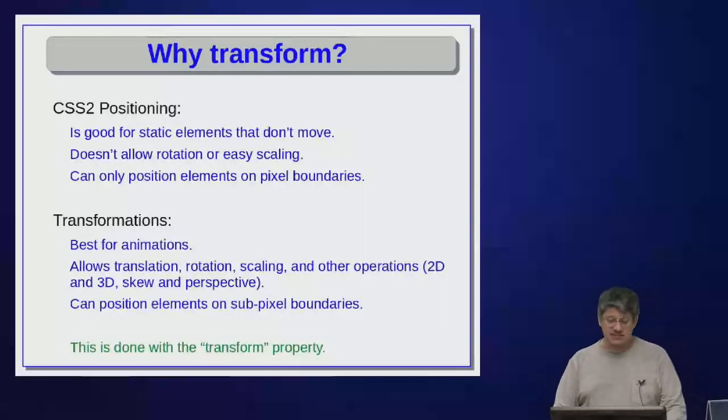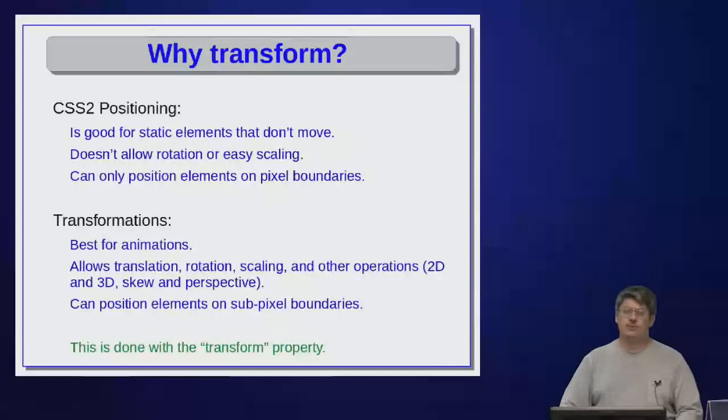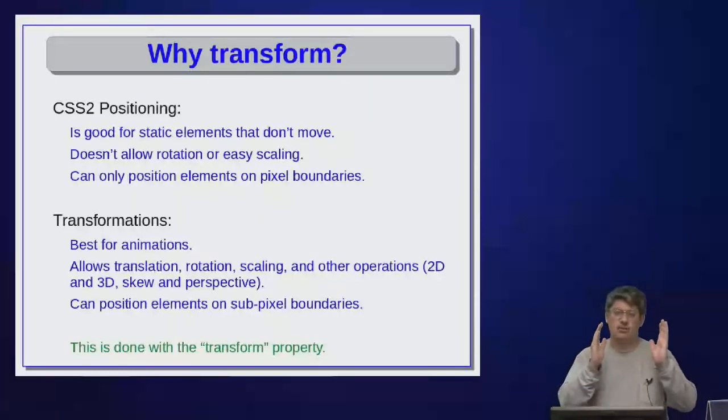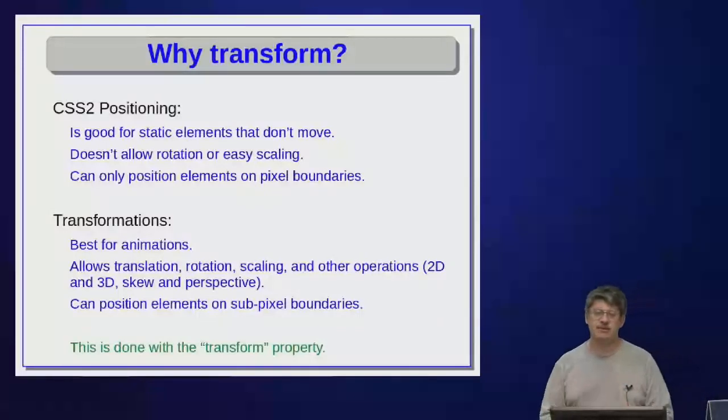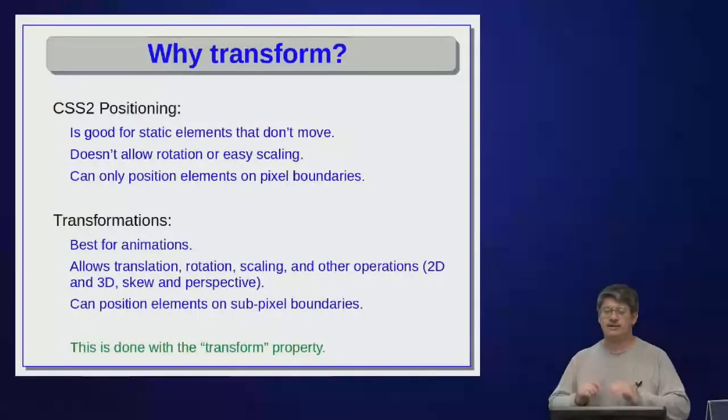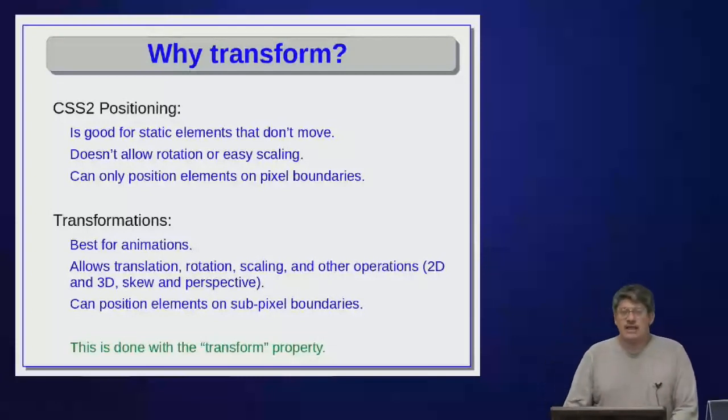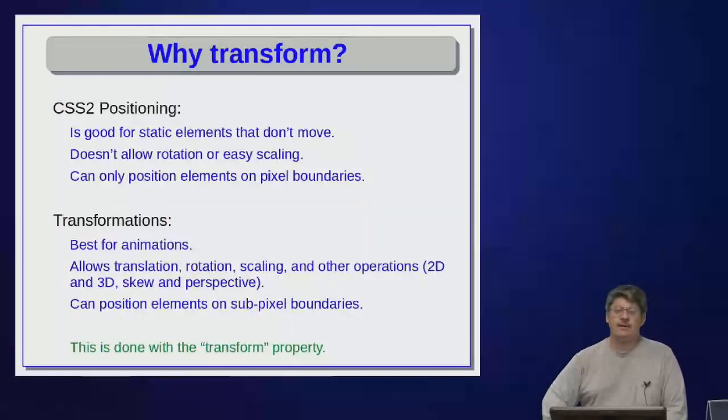Also, with CSS2, we can only position elements on even pixel boundaries. The screen is broken up into little tiny rectangles called pixels, and we can position things one pixel at a time. And even if we use dimensional elements like inches and centimeters, when we actually draw it on the screen, CSS is going to draw it on pixel boundaries. That's great if we have elements that don't move, but if we're trying to animate, we want smooth animations.